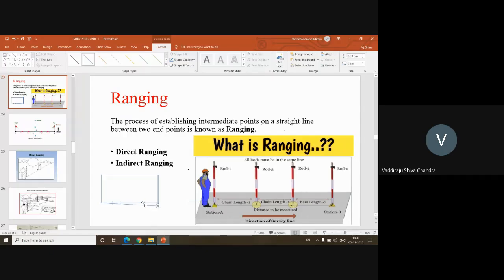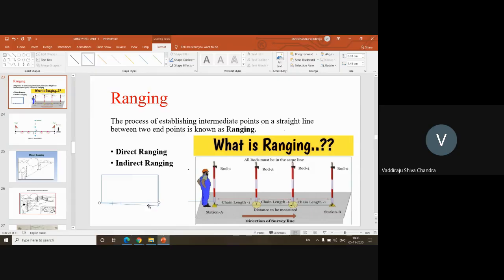Now assume, what is the area of this rectangle and what is the area of this one? If you want to calculate the area of this polygon, it will definitely be more than the area of a regular rectangle. So it's not only for the purpose of establishing the intermediate points between two given station points, it's also to ensure that whatever calculations you do after establishing the points on the ground are not wrong. Okay, are you getting my point here?